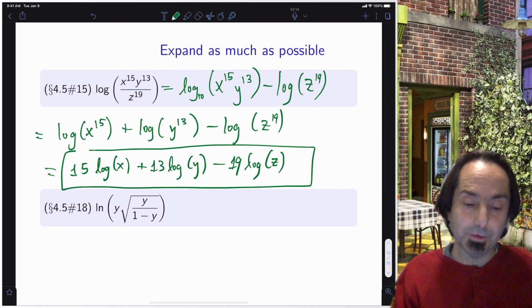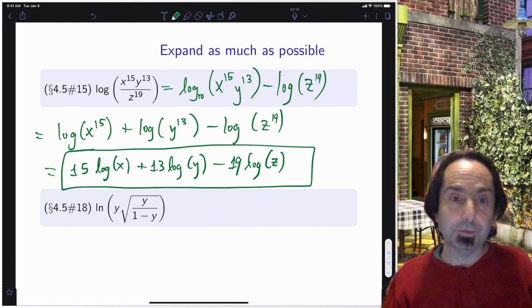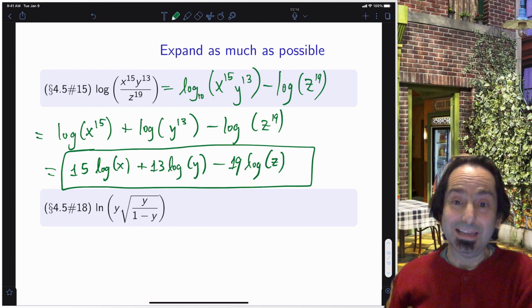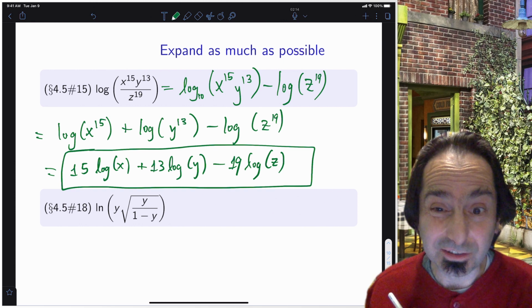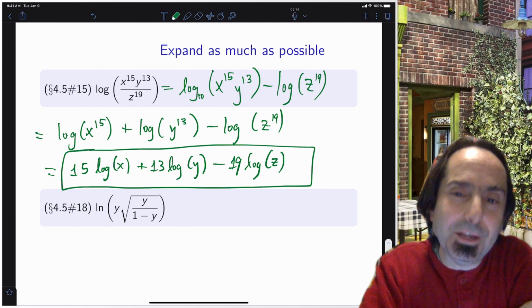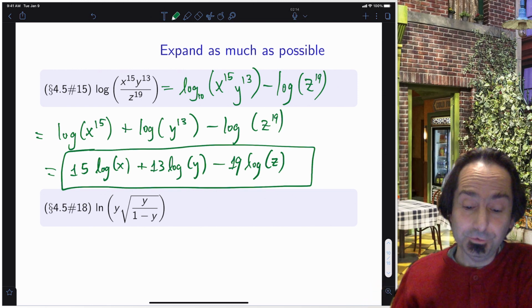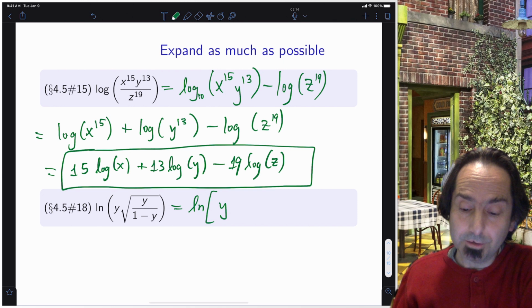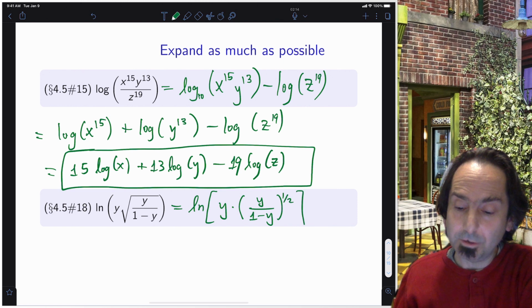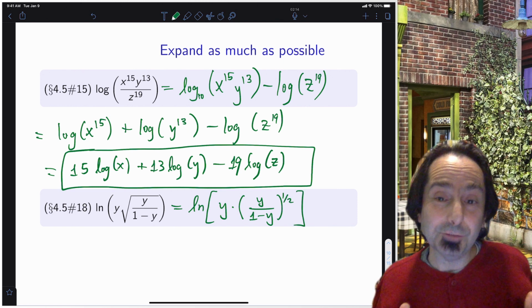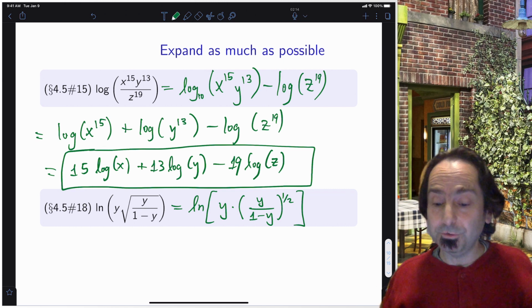And let's put the box around that. Okay, next problem. There's a square root. There's a radical here. Radical notation is nice, but it's awkward when we really need an exponent. So the first thing I'm going to do is replace this by y times y over 1 minus y to the 1/2 power. If you change it to exponent form, things are going to go much nicer.